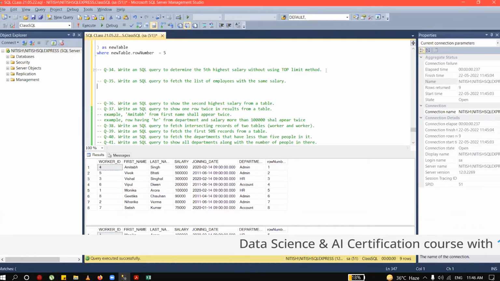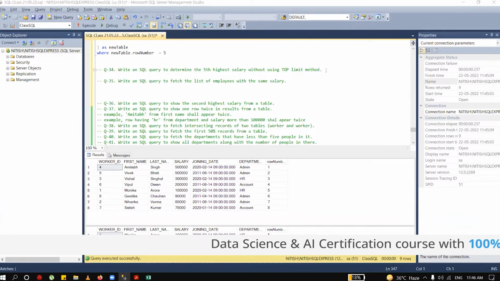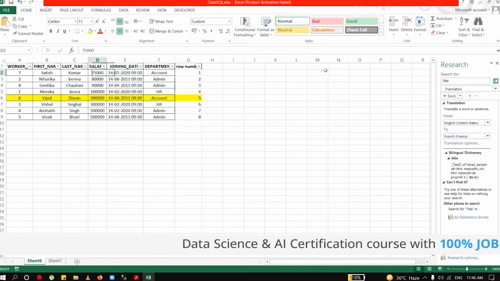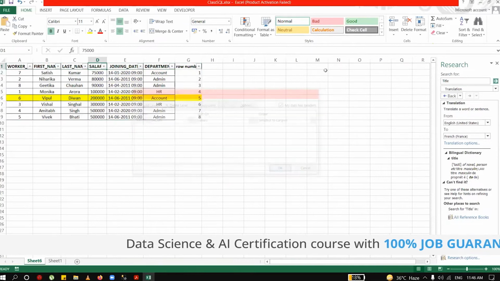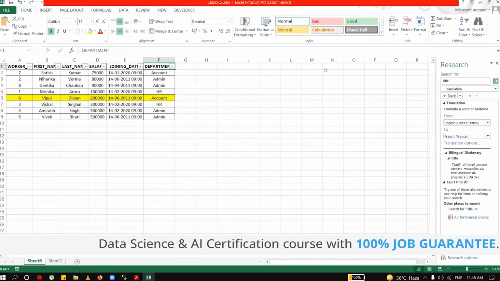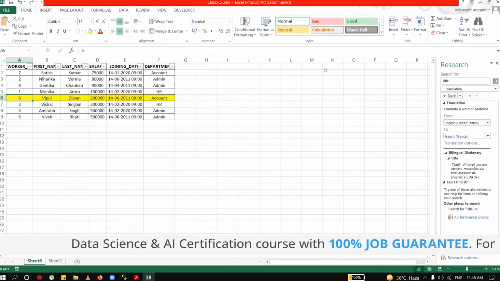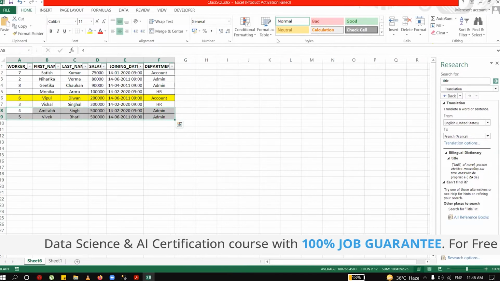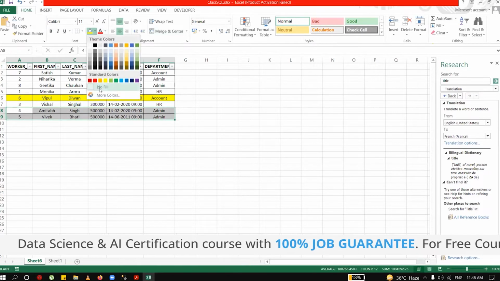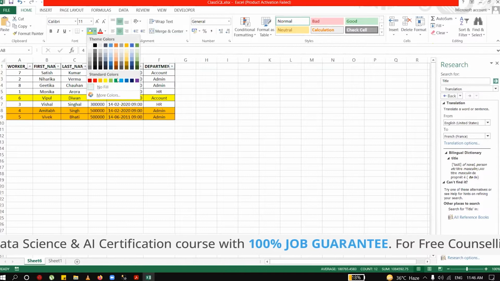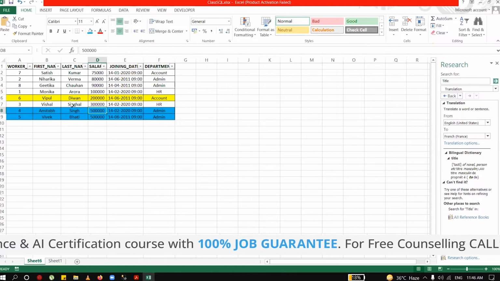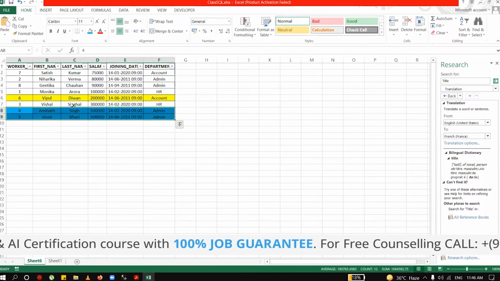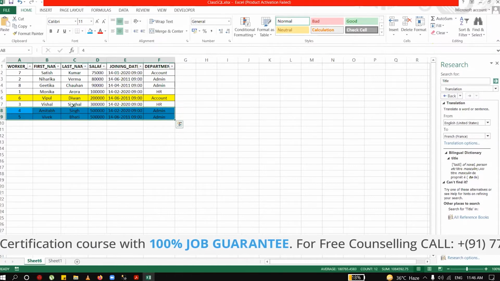We are looking forward to fetch the list of employees with the same salary. Same salary. So if I just sort it with respect to salary, same salary is only and only with these two, Amitabh and Vivek. They are having the same salaries, 5 lakhs each. So we're looking forward only to these two names where salary is matching. This is the self join part.